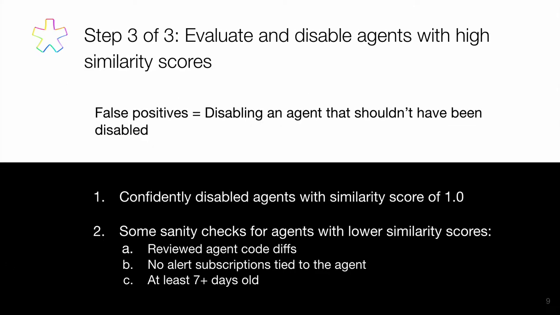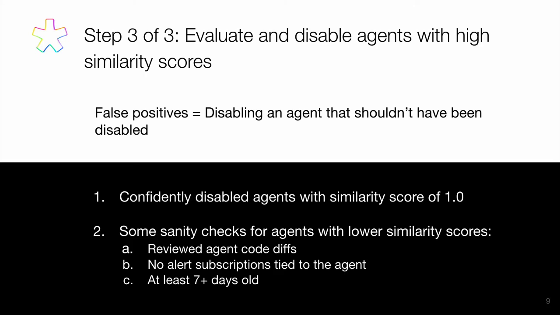Now, with one number to describe the similarity, it makes it really easy to decide which ones to disable. For example, we can confidently disable agents that have a similarity score of 1. But this approach obviously isn't going to be perfect. It can still introduce false positives. For example, there was a chance of disabling an agent that shouldn't have been disabled.